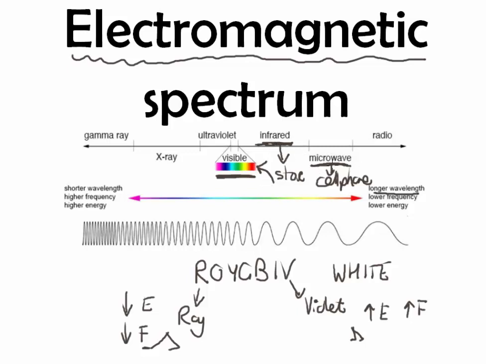Then as we continue moving further down, we see we have radio waves, and they are of course used for the transmission of radio stations. These waves have an even longer wavelength, even lower frequency, and a lower energy.